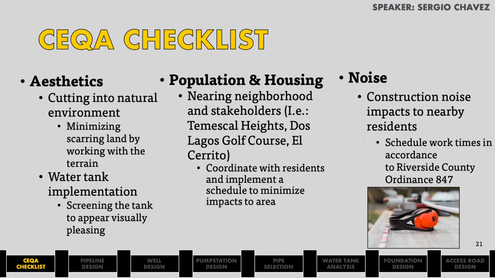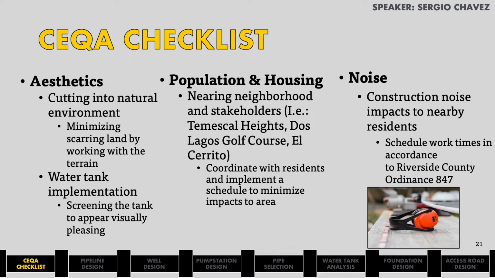With many construction projects, environmental impacts are part of the process. The SECA checklist is something we use to really think about what environmental impacts this project can have and what we can do to mitigate these impacts. Starting with aesthetics, when constructing a road and implementing water tanks on a barren land, it is easy to scar the land and create eyesores. To mitigate these issues, we worked with the natural terrain to construct the road, minimizing the scarring. To add a pleasant view, we will be screening the water tanks with trees.